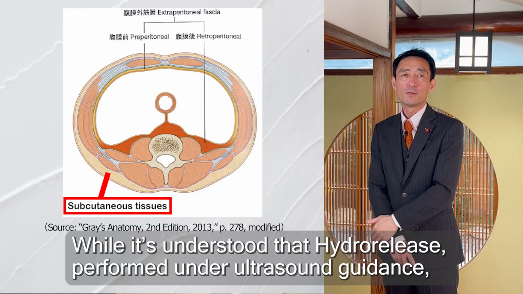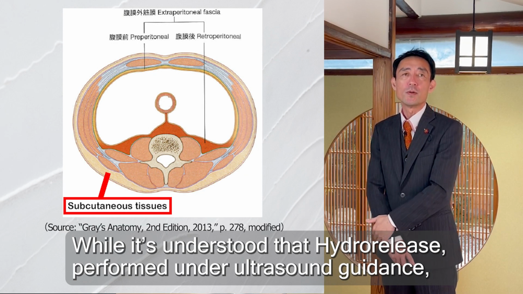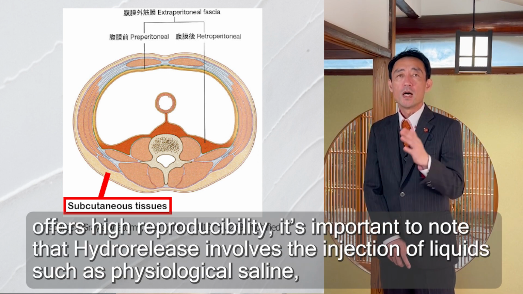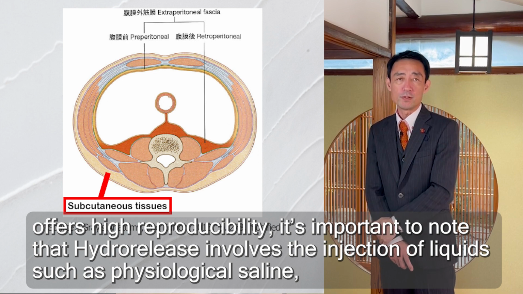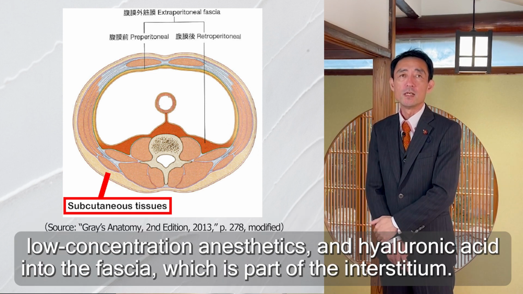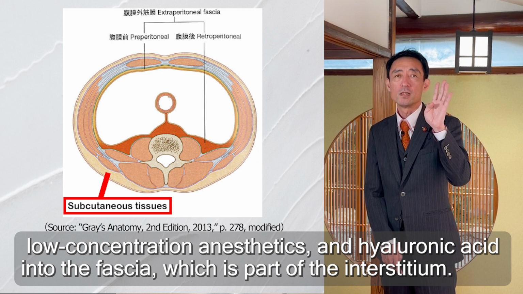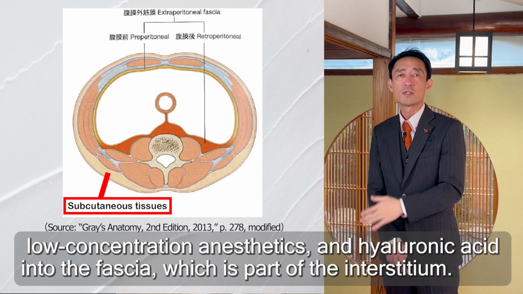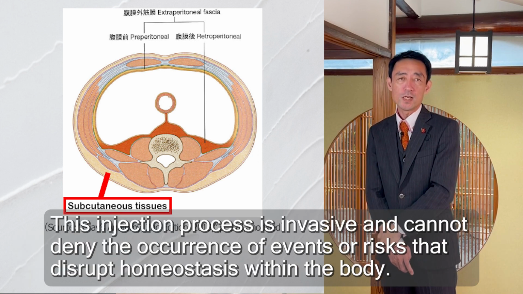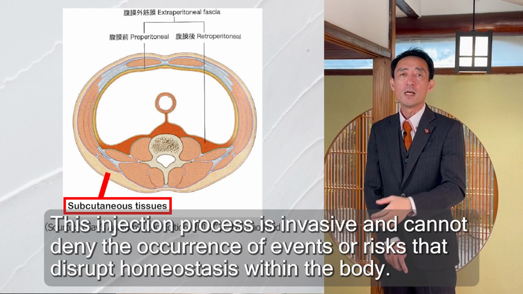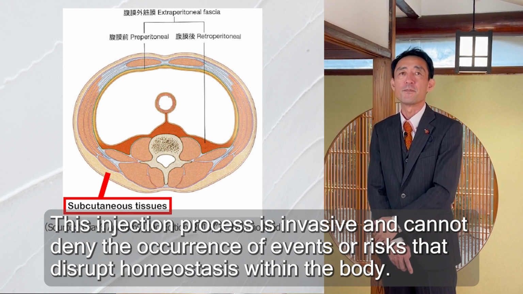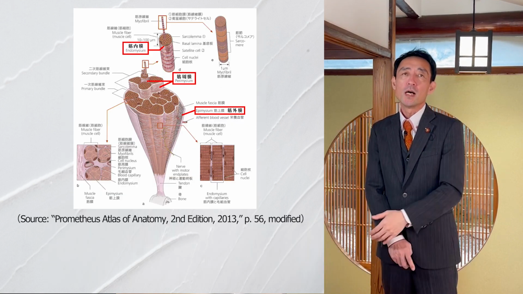While it's understood that hydro-release, performed under ultrasound guidance, offers high reproducibility, it's important to note that hydro-release involves the injection of liquids such as physiological saline, low-concentration anesthetics, and hyaluronic acid into the fascia, which is part of the interstitium. This injection process is invasive and cannot deny the occurrence of events or risks that disrupt homeostasis within the body.